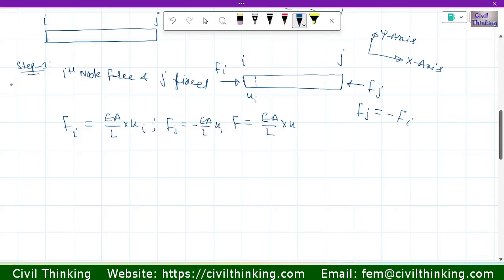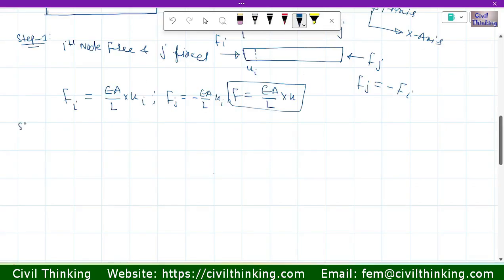Okay, so this was step 1. Now we will see step 2. Step 2 is what? I will keep J as free and I as fixed, because we have to keep one free and all others fixed. When it comes to J, after J there is only one, that is I. So it is going to be something like this, right? This is I, this is J, so I have to set J as free and keep I as fixed.